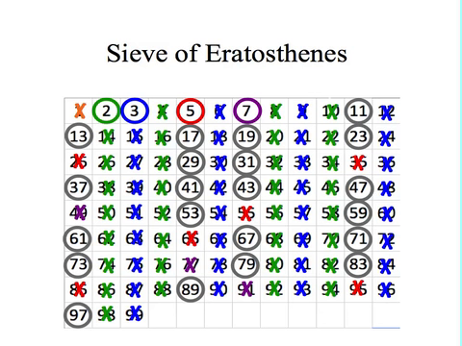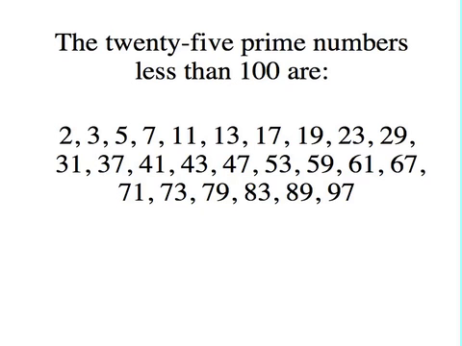And it turns out there's 25 primes less than 100. And here's a list. If you'd like to copy the list, you should just stop the video, and you can copy down the list of 25 prime numbers.